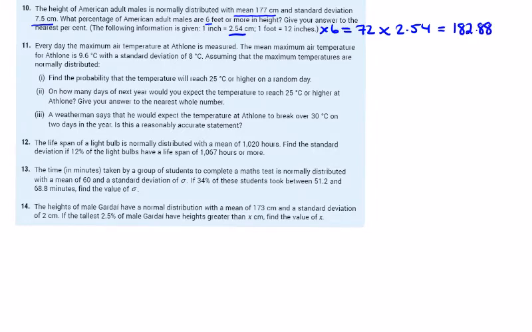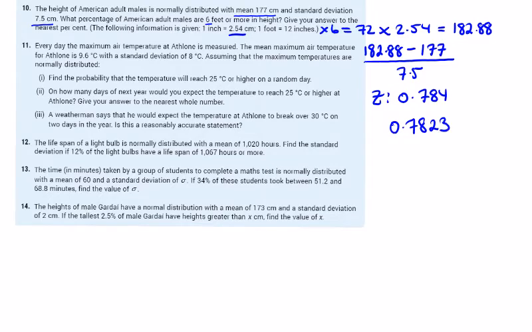I won't round off too early in this question because it does give a different answer in this case. So we're testing 182.88 against an average of 177, and we're dividing by the standard deviation of 7.5. So that's a z-score of 0.784. And 0.784 gives a value of 0.7823. 0.7823, they're very close together. Coincidentally, these two, but they're not linked necessarily.